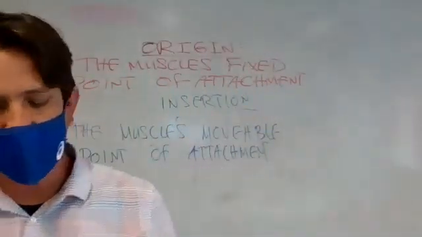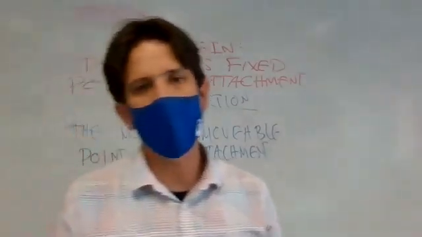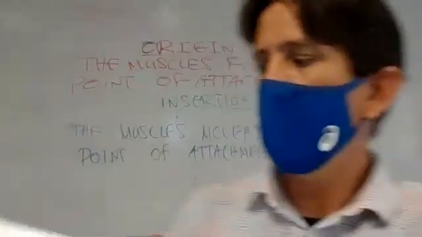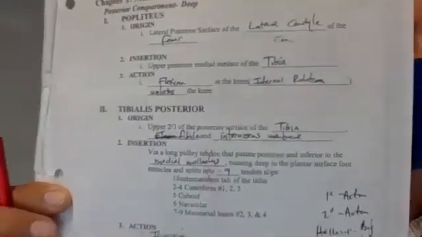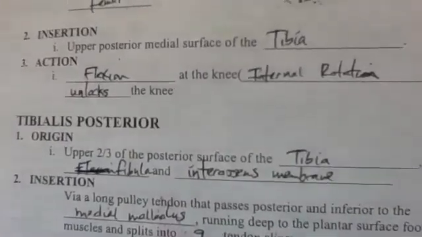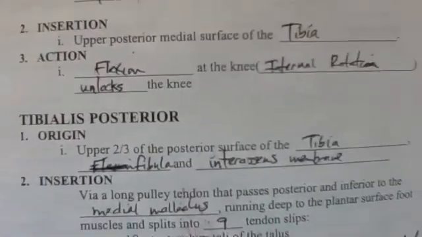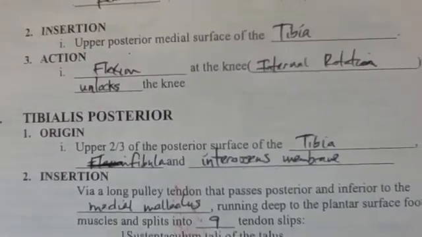Tibia. Its action is flexion at the knee, and in parentheses, internal rotation. I know it's not very clear on here. Internal rotation is a little better. And it unlocks the knee.